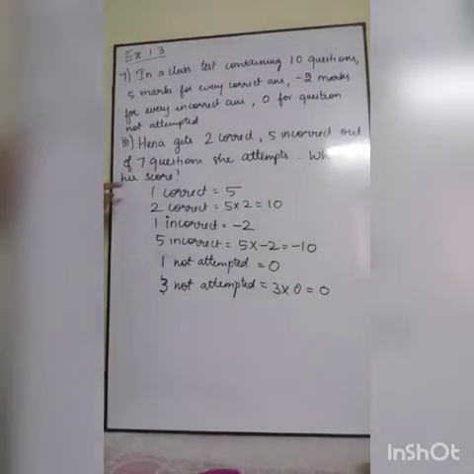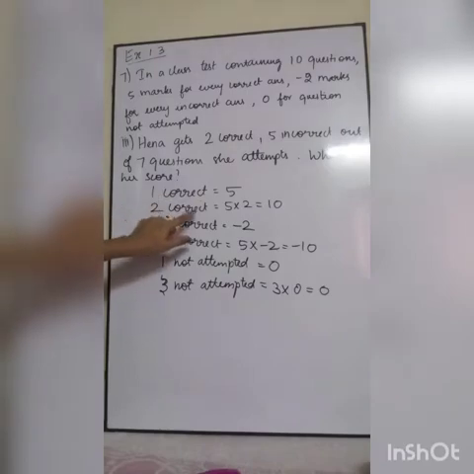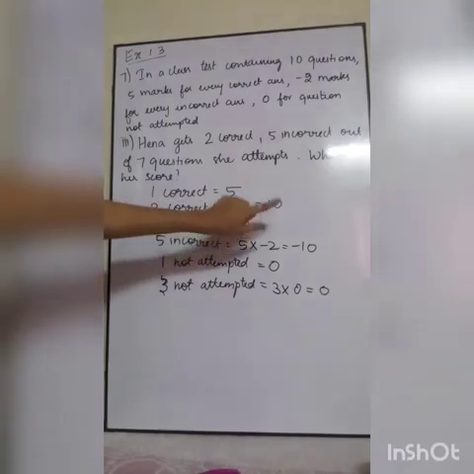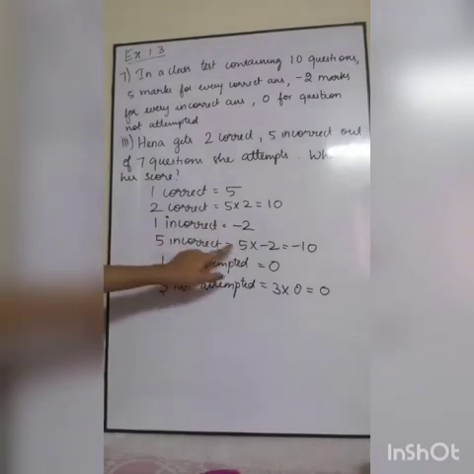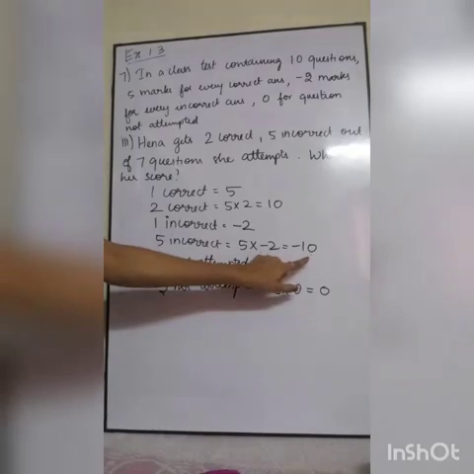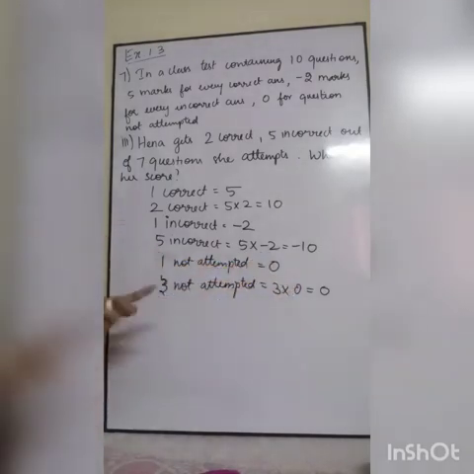Right? Did you understand this? One correct answer, 5 marks. 2 correct answers, 5 into 2, 10 marks. Then for 1 incorrect answer, minus 2 marks. Then for 5 incorrect answers, 5 into minus 2, minus 10 marks. Then she didn't attend 3 questions.